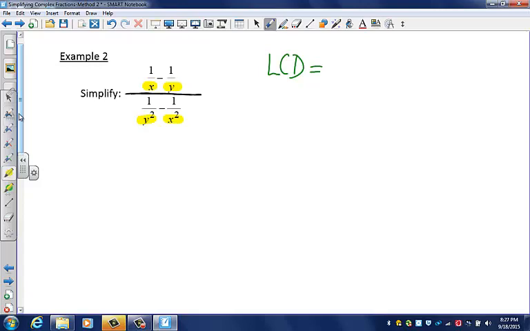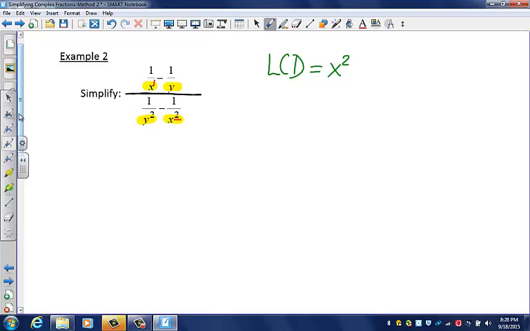Okay? So remember, the least common denominator is the product of every different factor that occurs in any denominator, the most number of times it occurs. Okay? So in the top, I have a denominator of x, and it occurs once here. And then here I have a denominator of x squared, which means I have 2 factors of x there. So remember, it's the most number of times it occurs in any denominator. So my least common denominator has to have 2 factors of x, or x squared.